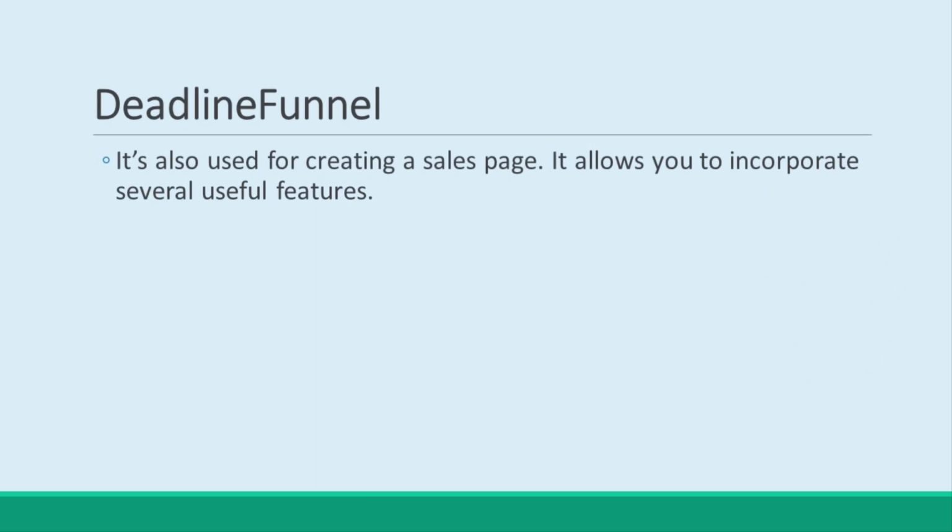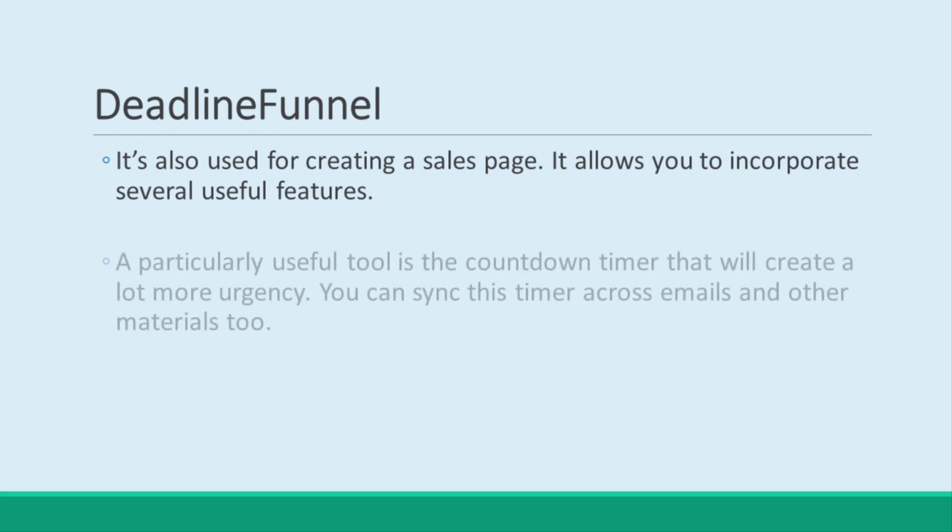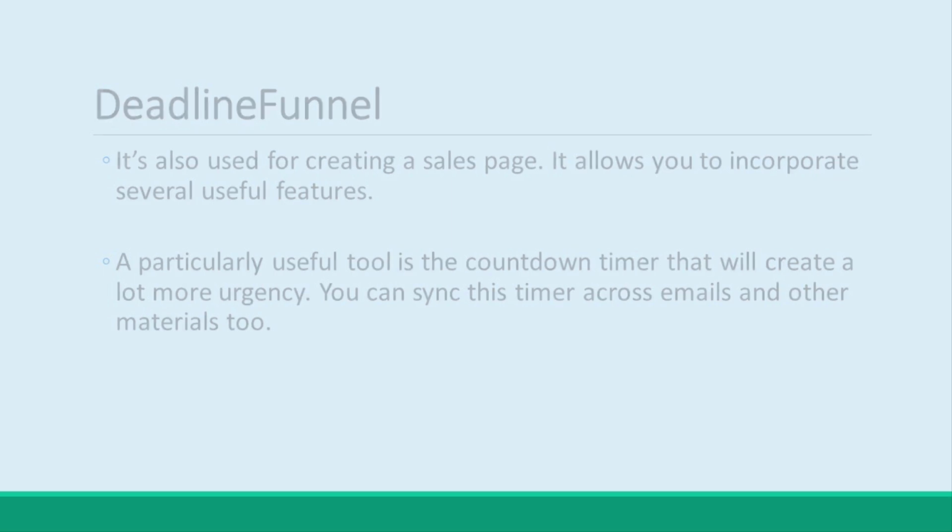Deadline Funnel. Deadline Funnel is another tool specifically intended for creating a sales page. This lets you add a number of useful features, and in particular, a countdown timer that will create a lot more urgency. You can sync this timer across emails and other materials too.